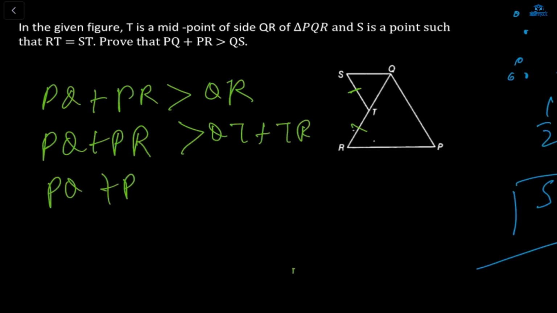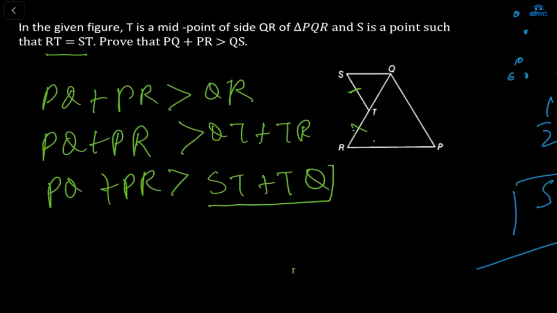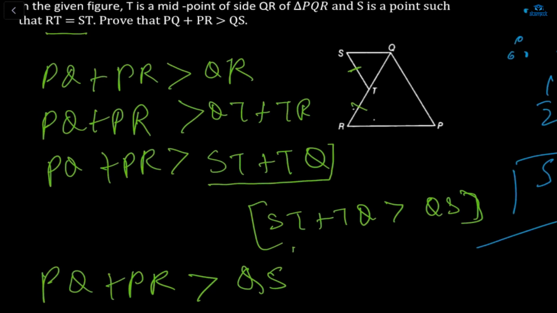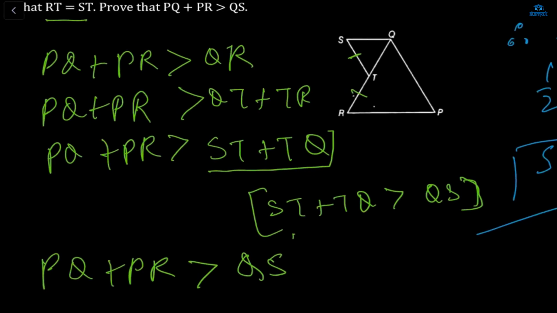Now see, RT is equal to ST. So you can write ST plus TQ, or QT. Now if you see a relation in this triangle, you can write ST plus TQ is greater than QS. So we can write here PQ plus PR greater than QS. Understood? This is the way you have done it.